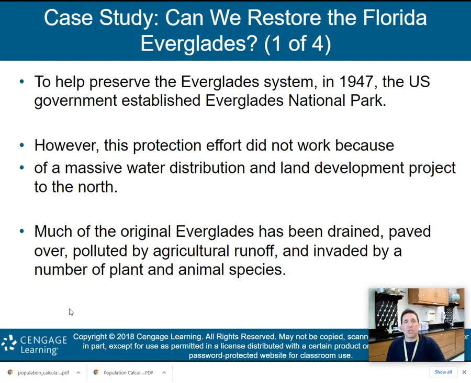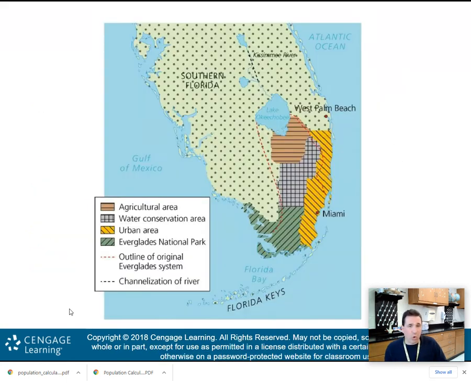So a case study we can look at is the Florida Everglades. How can we restore them? To help preserve the Everglades system, in 1947, the U.S. government established Everglades National Park, and we'll talk a little bit more down in the lecture about establishing national parks as a way to help sustain our terrestrial biodiversity. However, this protection effort did not work because of the massive water distribution and land development project to the north of the Everglades. Much of the original Everglades has been drained, paved over, polluted, or invaded by invasive species. So unfortunately, much of the Everglades National Park has been degraded.